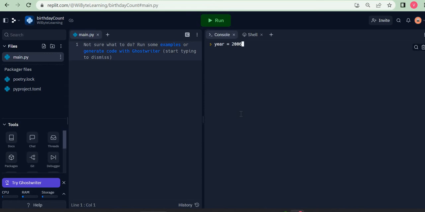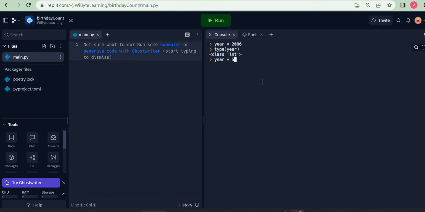Notice I have not given any single quotations here, which means that this has to be an integer, and I can check that by using the type command. If I say type year, indeed it's an integer. Now what happens if I add an integer to another integer? Let's say I do year plus 5.